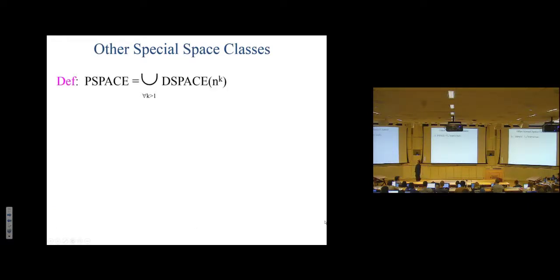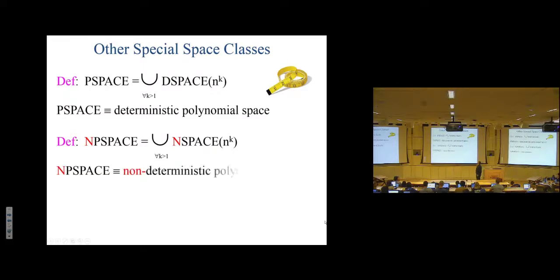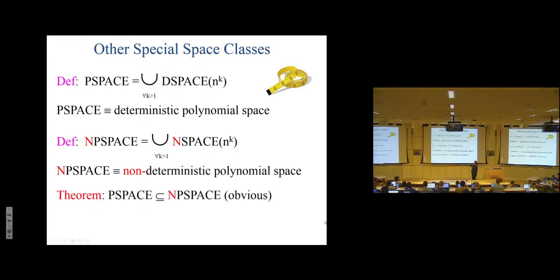Other special named classes that we talk about a lot are polynomial space, and that's the union over all polynomial space complexity classes, linear, quadratic, cubic, and so on, union together. You can take infinite unions, it's okay. And NP space is the same, but with non-determinism thrown in there in red. So it's almost identical, except you allow non-determinism. And of course, you get an immediate theorem that P space is a subset of NP space because, again, determinism is a special case of non-determinism. You don't lose anything. The question is, do you gain anything? And it turns out it's equal.